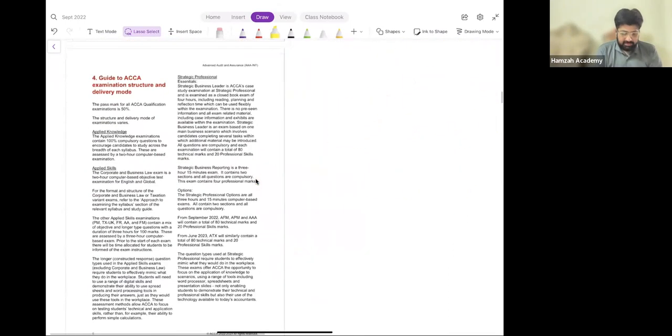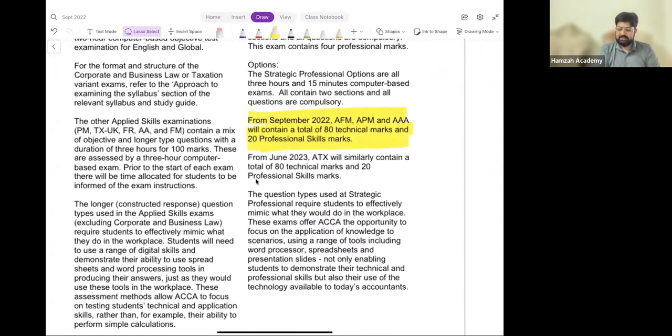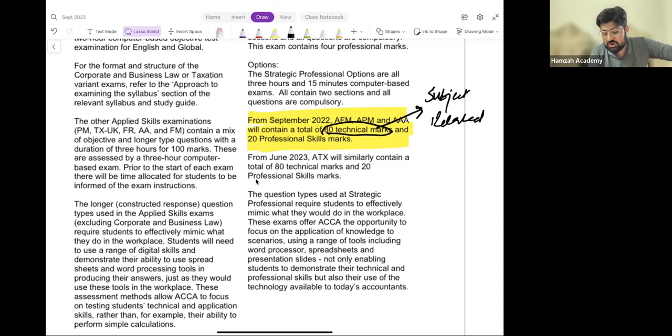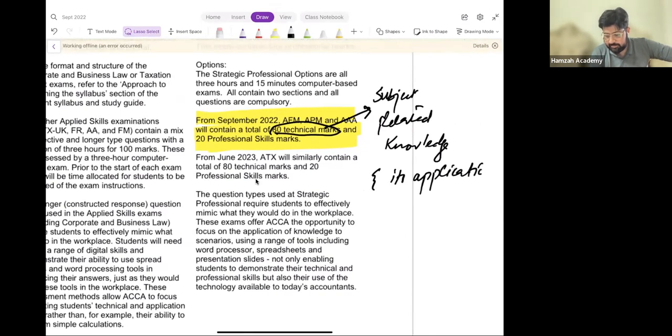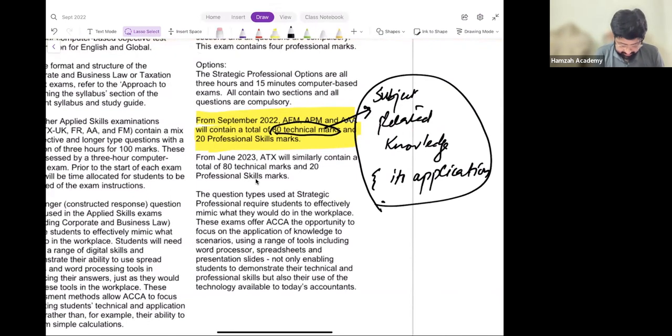Now, when we talk about the AAA paper, this is a change from September 2022. AFM, AAA, and APM will contain 80% technical marks. Now, what are the technical marks? Technical marks are subject-related knowledge and its application. So, knowledge and its application of this subject.